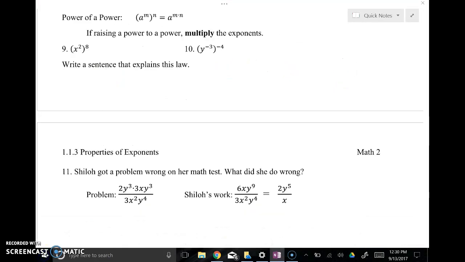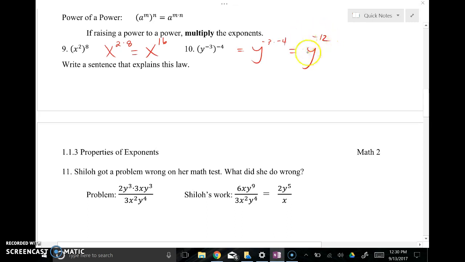Okay, so now I'm on to the power of a power rule. So when I raise powers to powers, I multiply. So for instance, right here, x squared to the 8th power is x to the 2 times 8 power, or x to the 16th power. When I raise powers to powers, I multiply. y to the negative 3rd to the negative 4th power is y to the negative 3 times negative 4 power, or y to the negative 12 power.